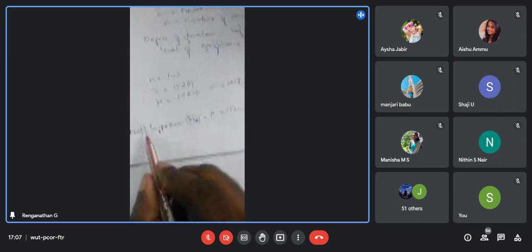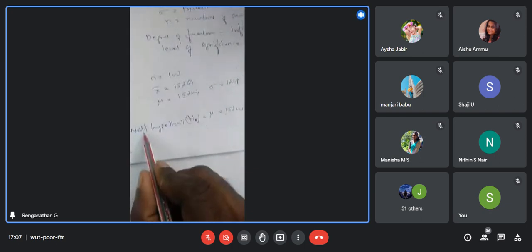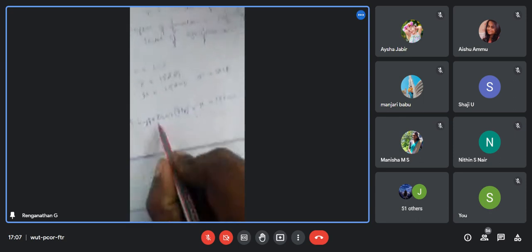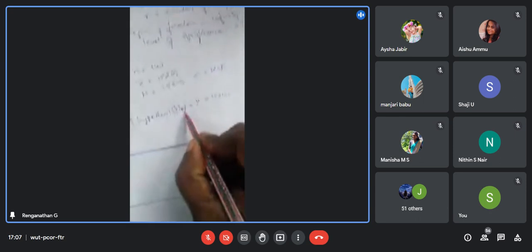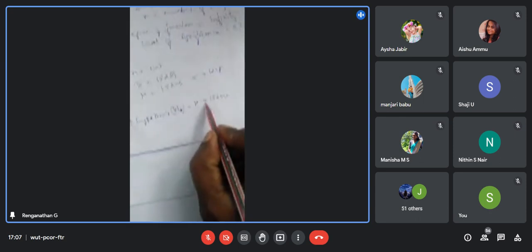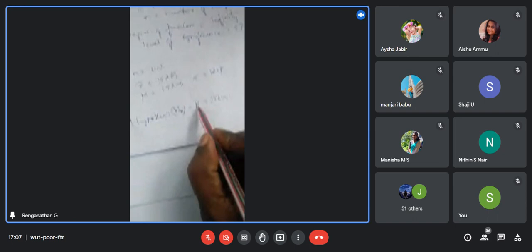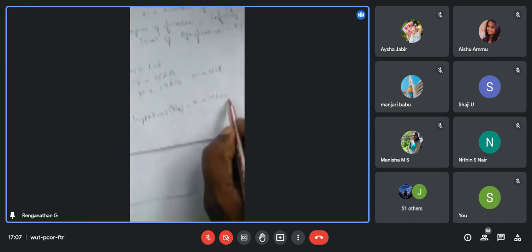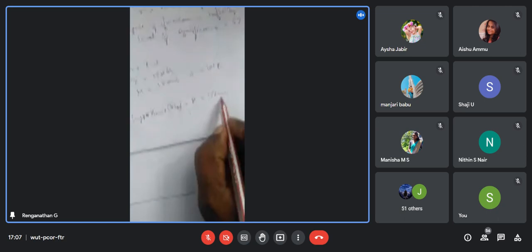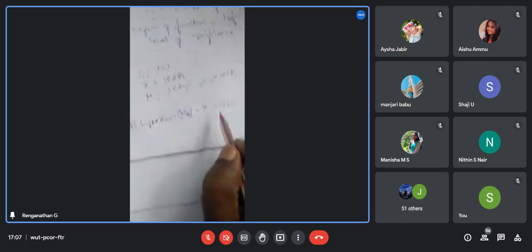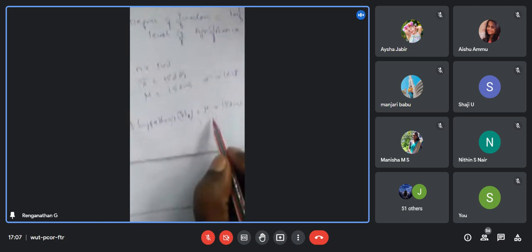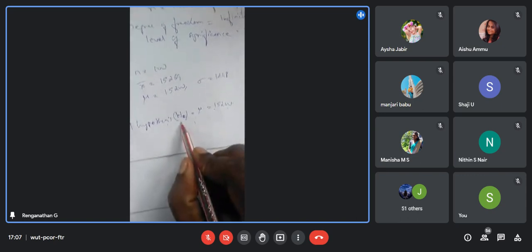So at first, as the first part of this solution, you have to write like this: null hypothesis, that is H0, that is mu is equal to, meaning population mean is equal to 15,200. Whether this is correct or not, we are going to test with the help of the Z test. If you want to ask anything, ask now.